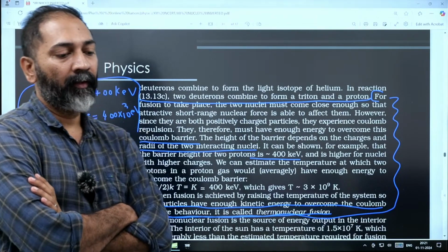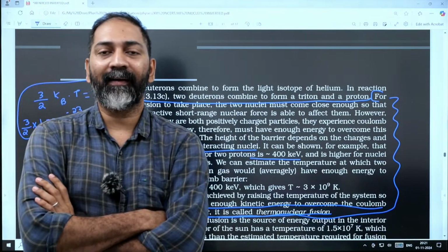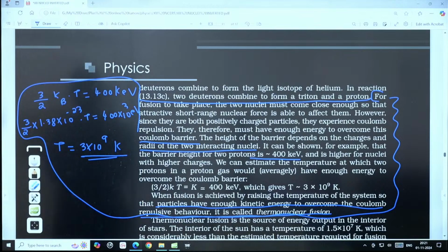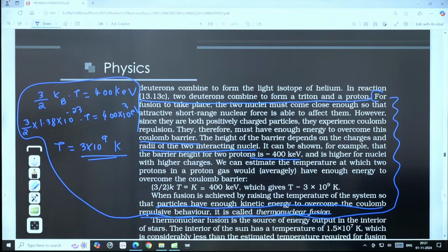So through these two paragraphs, we are trying to say that it's not easy to conduct nuclear fusion because fusion happens only at an extremely high temperature. So that is the reason why we call it thermonuclear fusion.